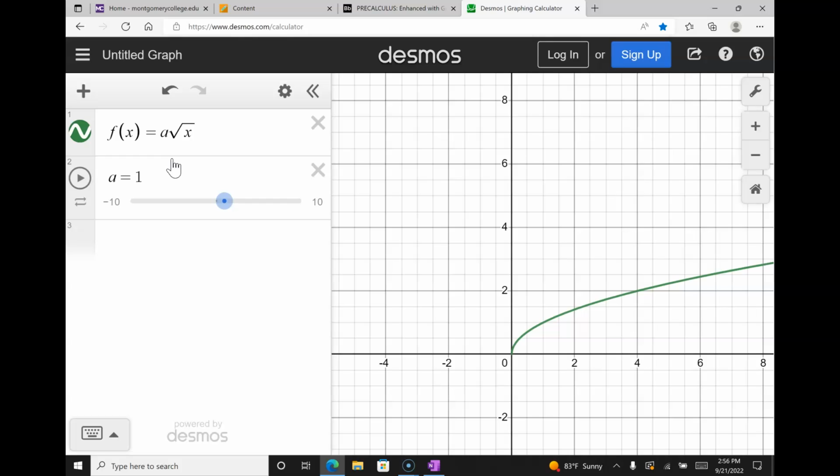And it's hard to figure this particular piece out. But you can see as I make a larger, it's stretching out the graph in that direction. At least I think it is. And if I make a smaller, it's crushing it down all the way to 0, of course, and then with negatives, it's flipping it upside down, right? But a is 1 is the mother function.